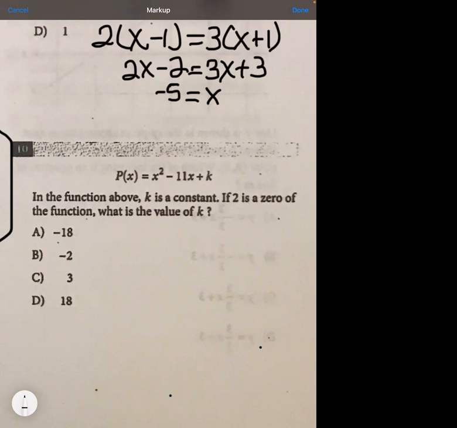In the function above, k is constant. If 2 is a 0 of the function, what is k? All right. So if 2 is a 0, right? In the SAT, when it tells you something is a 0, it's basically saying that if you plug in that number into x, y will be equal to 0. This p of x is a fancier version of y. So if we plug in 2 into the x above, this p of x is supposed to be 0.